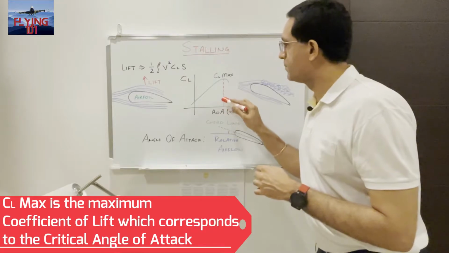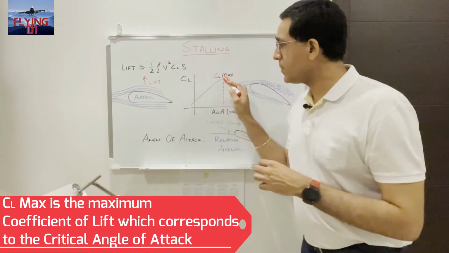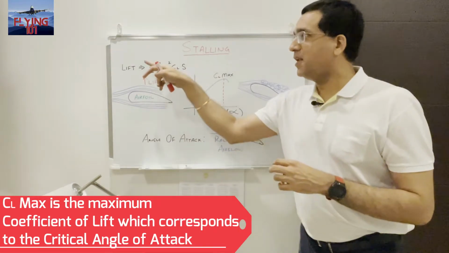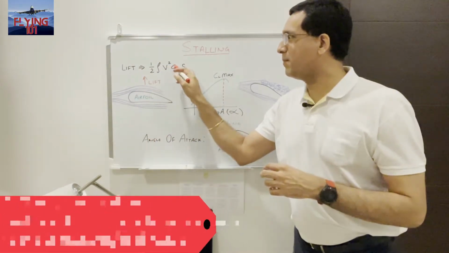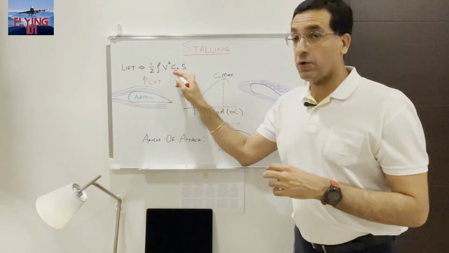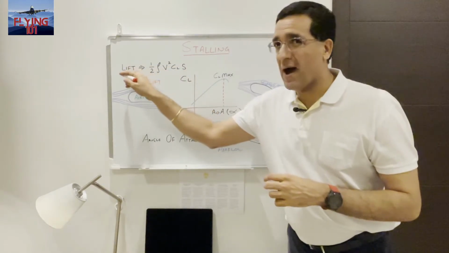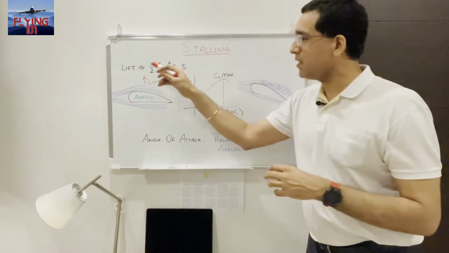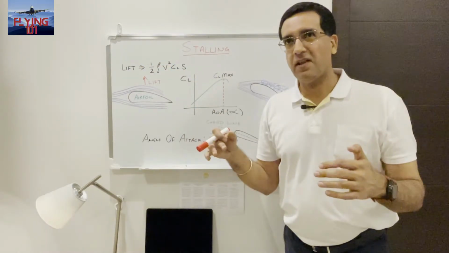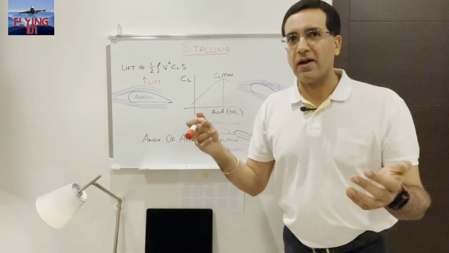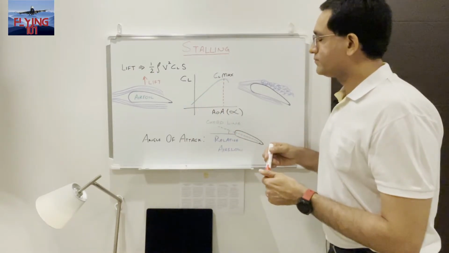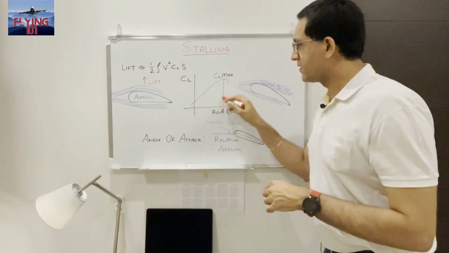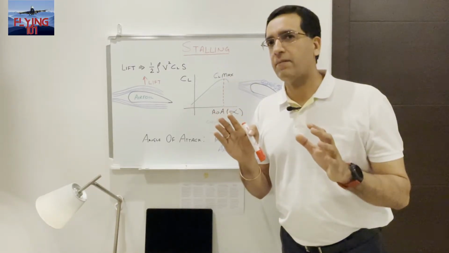Beyond this point, what happens is the coefficient of lift drops quite sharply. Therefore, the lift drops quite sharply, because remember, the CL or the coefficient of lift has a direct impact on lift. So when this drops quite sharply, we've then got a reduction in the lift and an increase in drag. And just for information purposes, this critical angle of attack typically tends to be around 16 degrees.